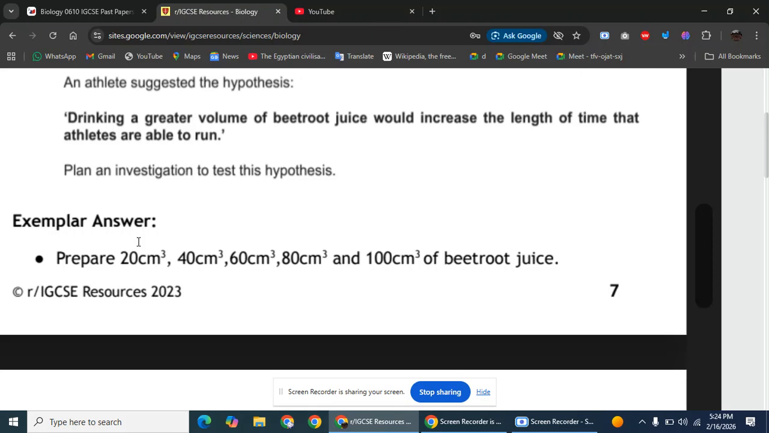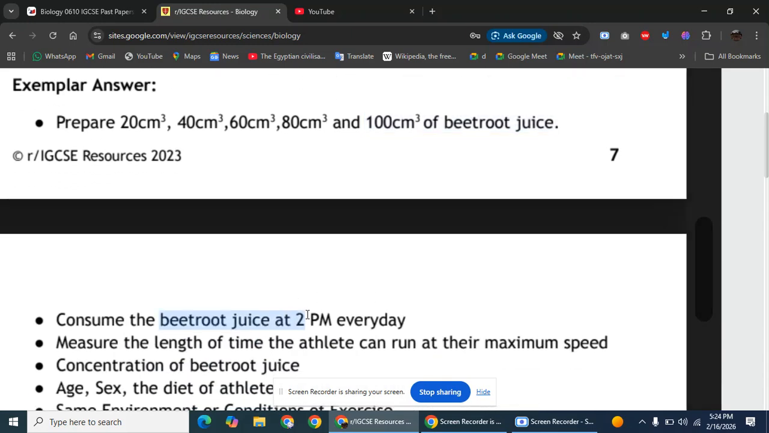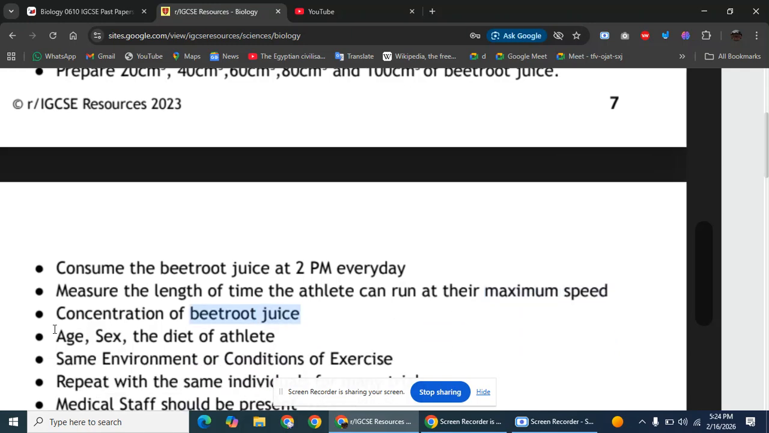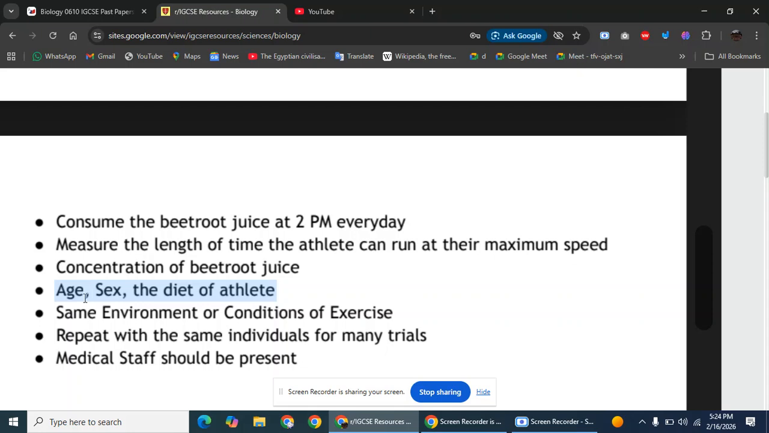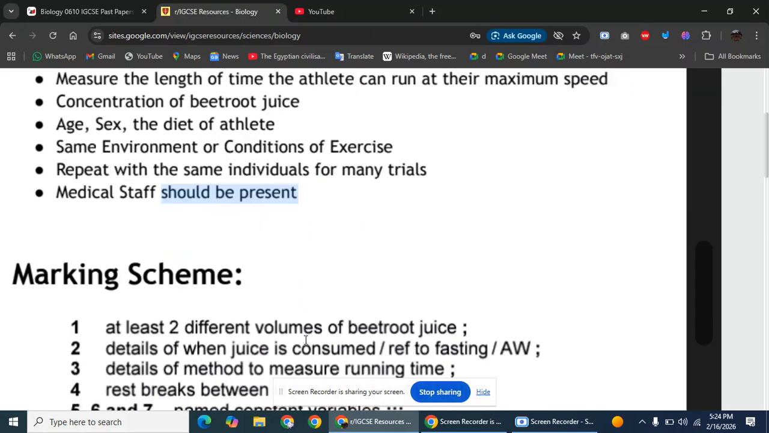Prepare 20, 40, 60, 80, and 100 cubic centimeters of beetroot juice. Consume the beetroot juice at 2 p.m. every day. Measure the length of time an athlete can run at their maximum speed. Control concentration of beetroot juice, age, sex, diet of athlete, same environmental conditions of exercise. Repeat with same individuals for many trials. Medical staff should be present.